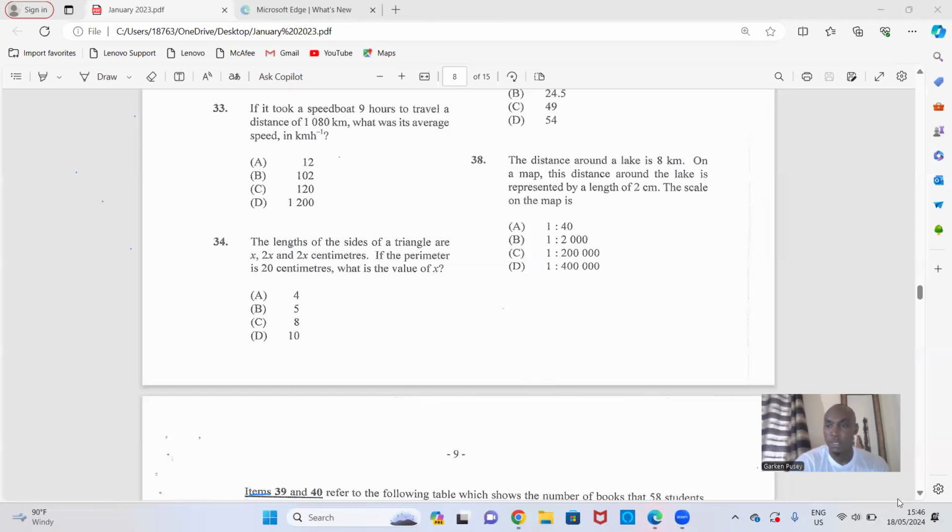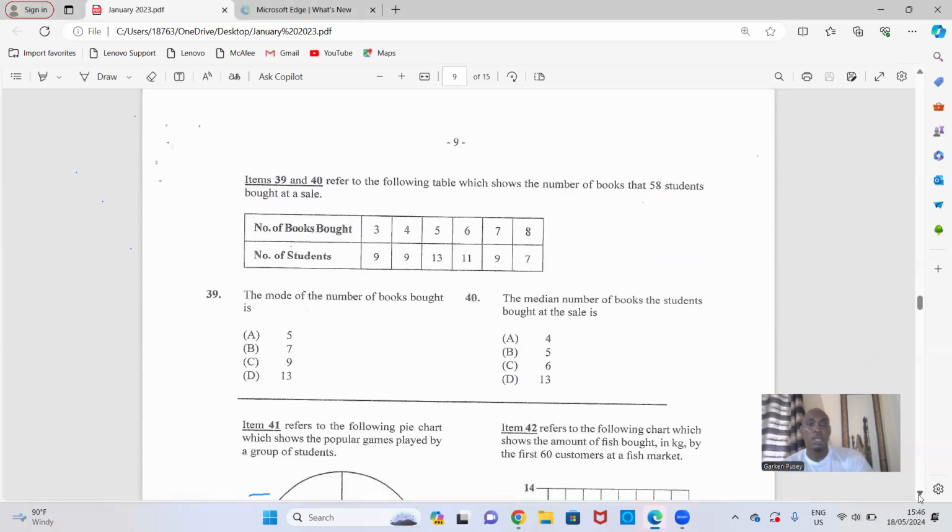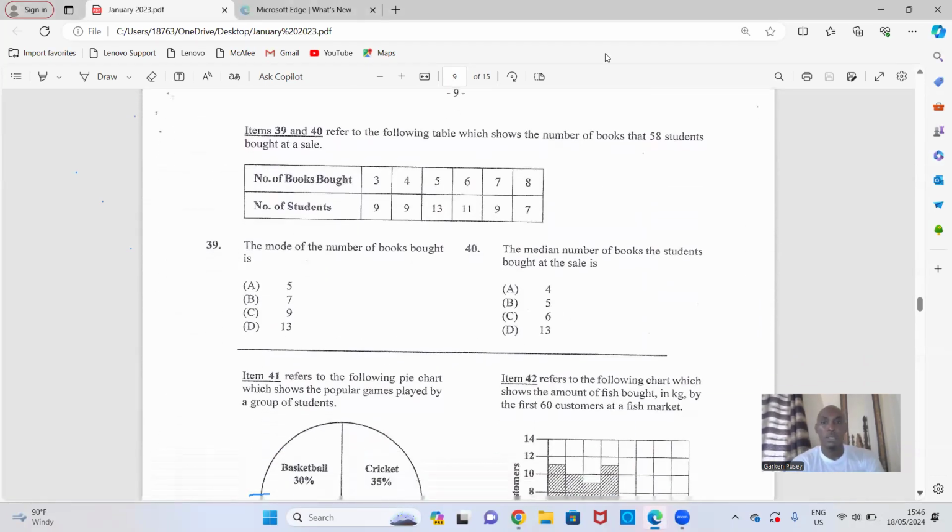So that's 38, 39. So 39 and 40 should be very simple. All right, so it says the mode of the number of books bought. The number of books are in the first row, and the number of students in the second row. So the mode is the one with the highest frequency.